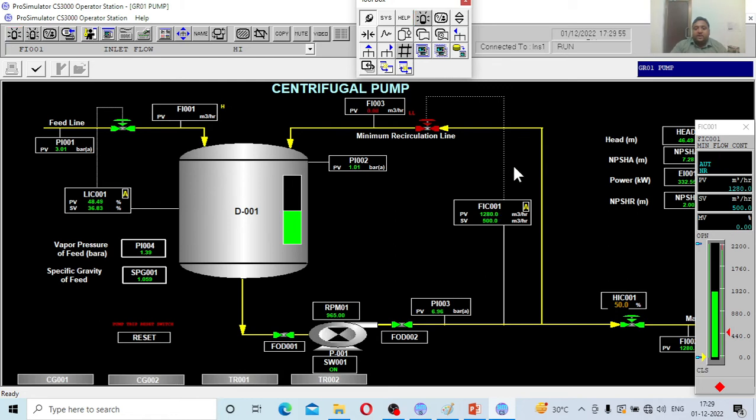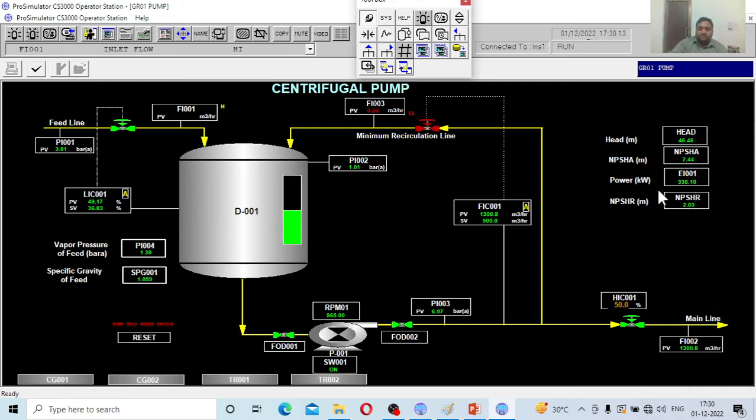See, the moment the flow in this particular line will be less than 500, that gives us an indication that the level in the tank has got lowered down. So the moment the process value hits the set value, the recirculation line will open. This valve will get opened. So that is the whole objective.